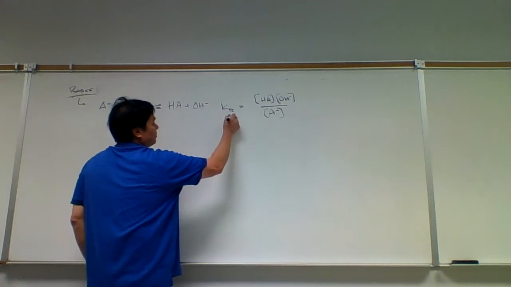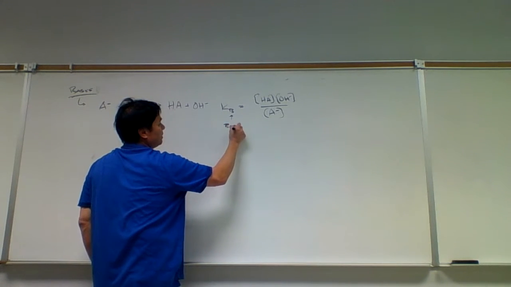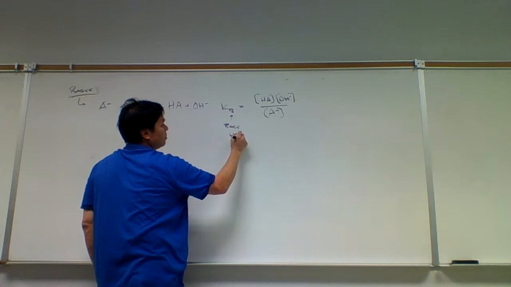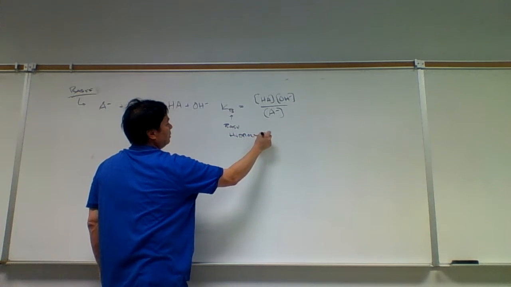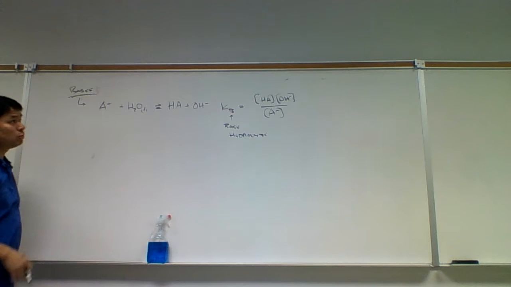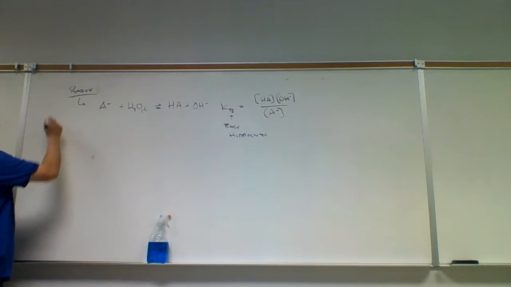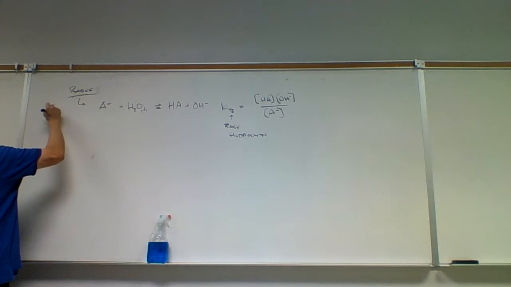So B just stands for base hydrolysis, and it's the same thing. If we have base in water, it will hydrolyze water to form hydroxide. If we have acid in water, it will hydrolyze water to form hydronium. And so this would be what's called a monobasic base.